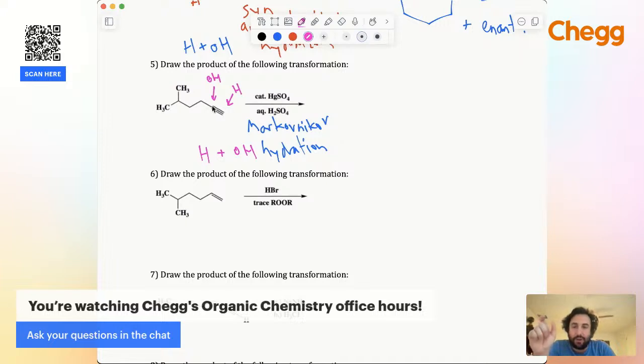This is a secondary carbon. It's connected to 2 other carbons. This is a primary carbon. It's connected to 1 other carbon. So the secondary carbon is more substituted. So the OH is going there and the H is going to the other one.